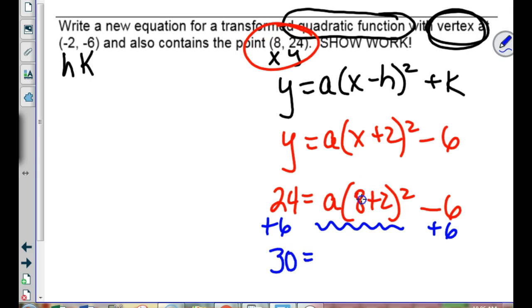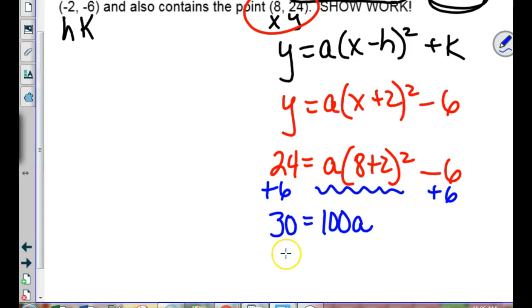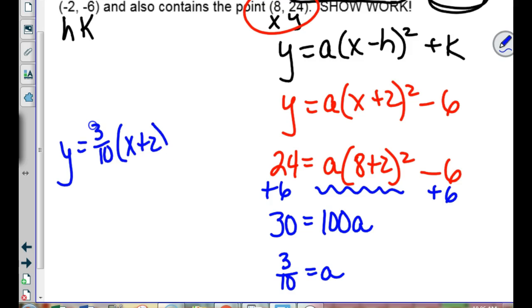And at the same time, we can take care of this. That would be 10 squared would be 100A. So if we divide by 100, we get 3/10. I reduced in my head. Is everybody okay? Guess what, guys? It's going to be ugly like that, okay? Because I want you to have to substitute it in, not just be able to guess.